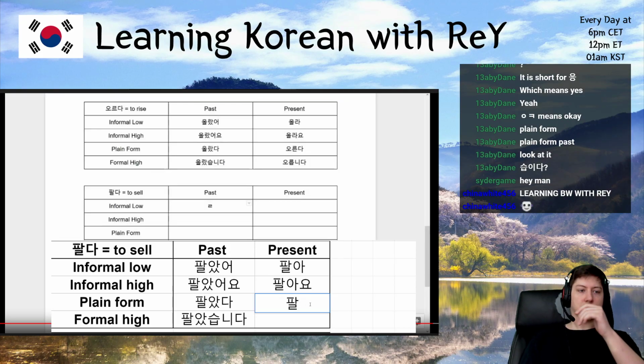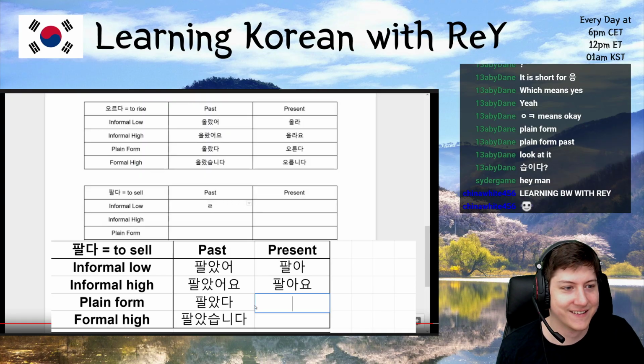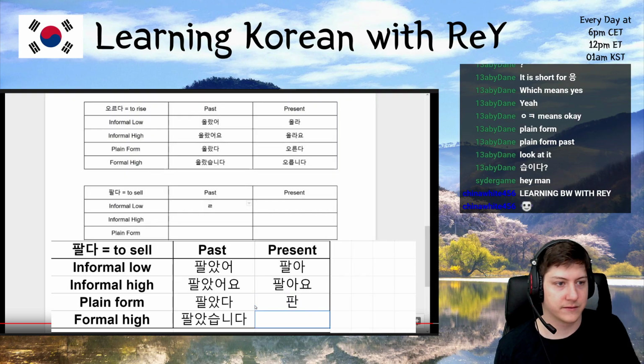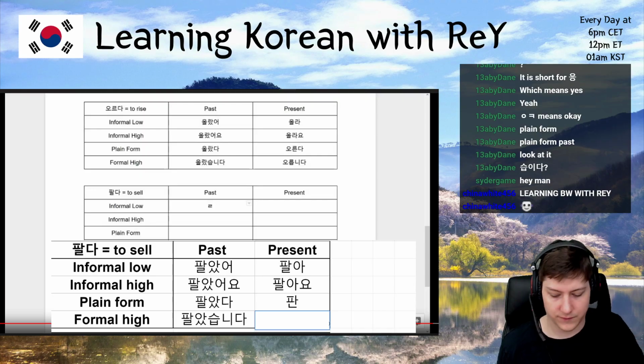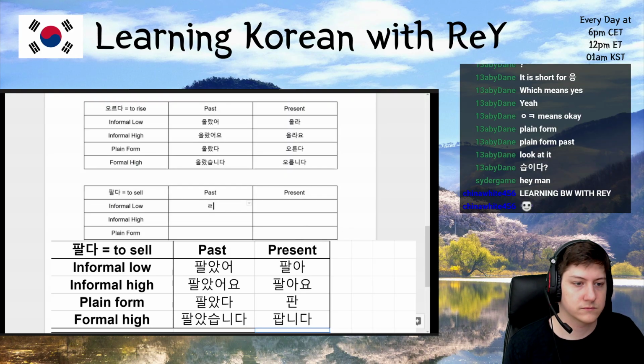But how is it possible? How can I add this? Of course, you remove the R. So it's Pan. And here we have Pamnida. Okay, let's check. You can go ahead and conjugate this now.